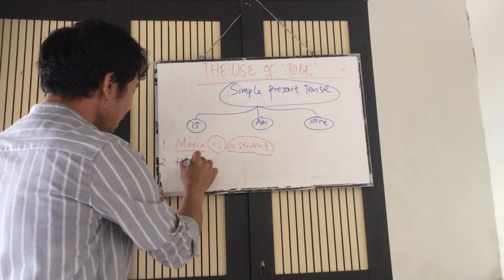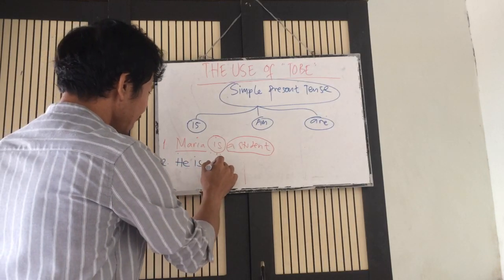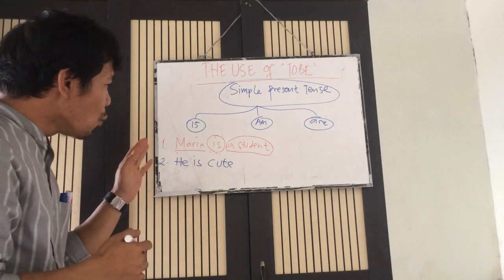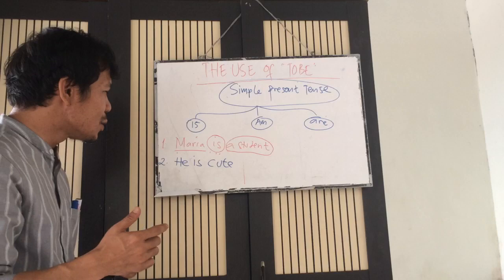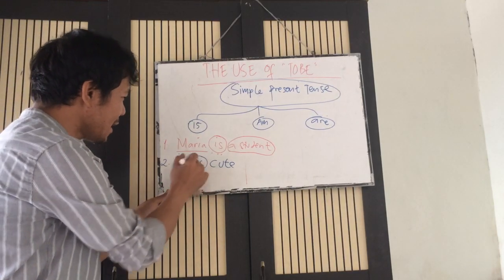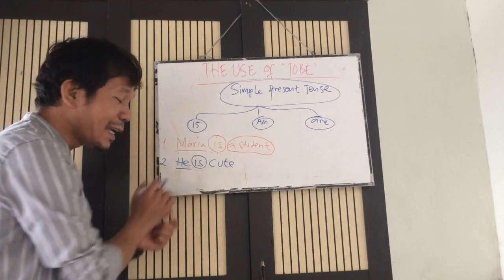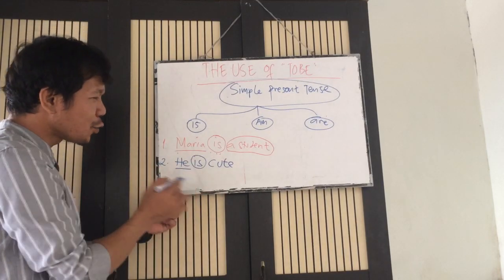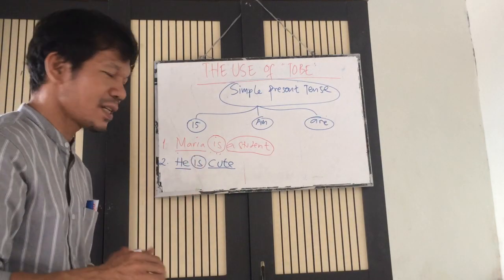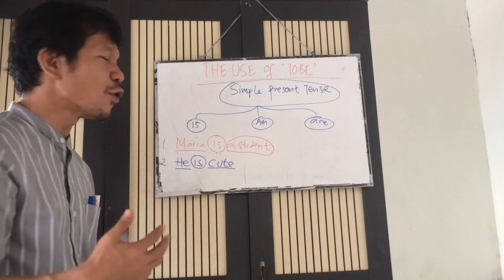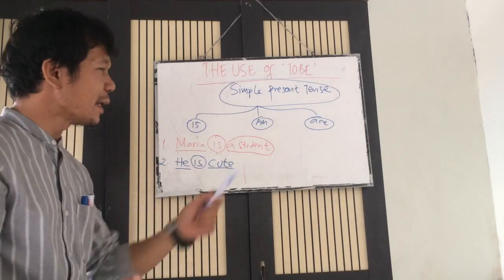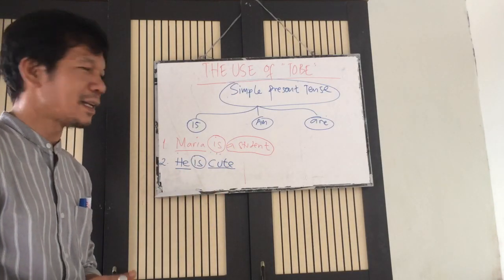he is cute, right? We don't make this sentence he cute, no. So we have to put is here because the subject is he, and after to be we find here an adjective, cute. Cute is an adjective, not a verb. The same with a student. A student is not a verb. It is a noun, right?